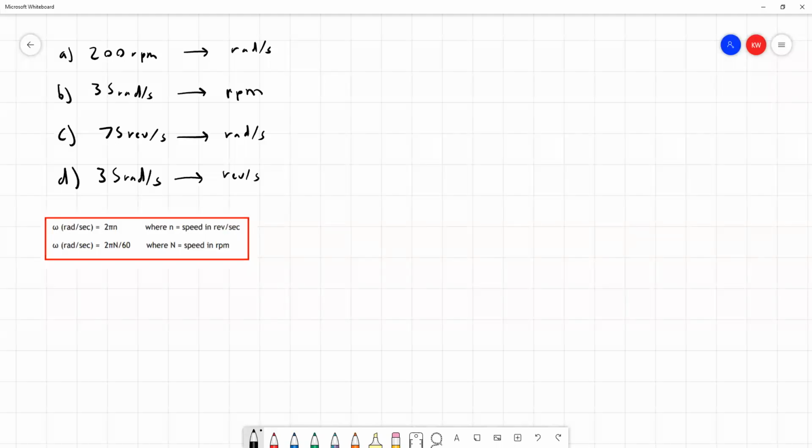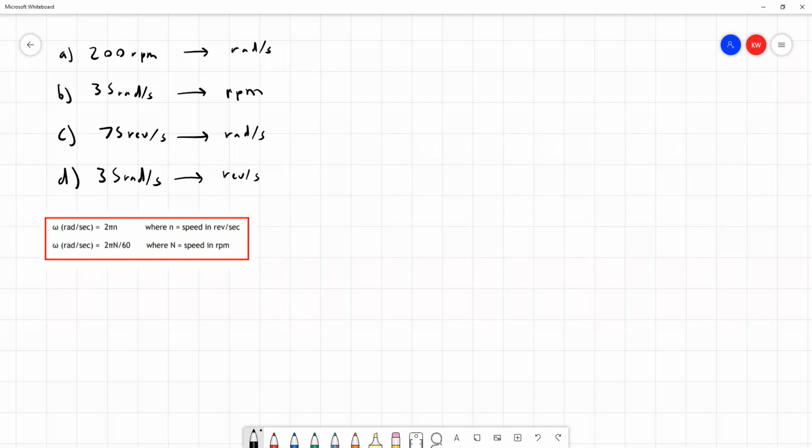In this video, we're going to look at some of the unit conversions of angular velocity that we'll commonly deal with in the engineering dynamics unit. We're looking particularly at converting between RPM and radians per second, and also between revs per second and radians per second. I want to look at 4 examples.